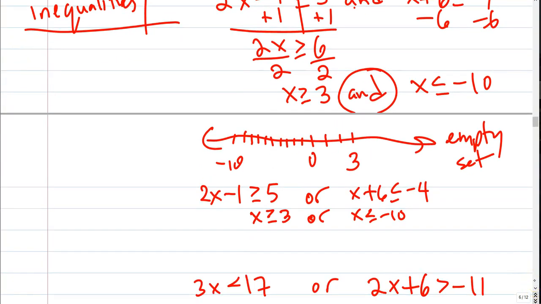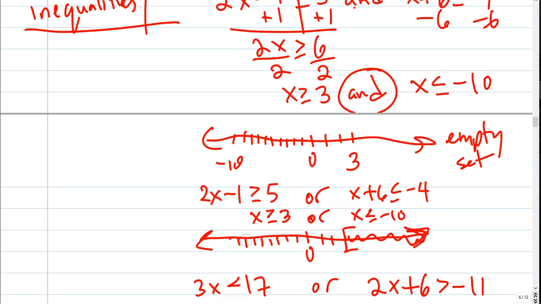Well, all right, looks like I squeezed it in here. So that would be 1, 2, 3, bracket and to the right, and 1, 2, 3, 4, 5, 6, 7, 8, 9, 10, bracket to the left. This would be true because OR is inclusive. It could be one or the other to be true. So we would include all the numbers greater than or equal to 3, and we would include all the numbers less than or equal to negative 10.